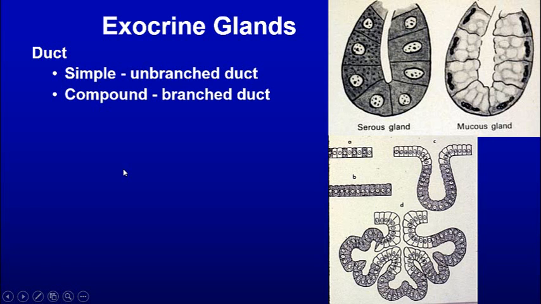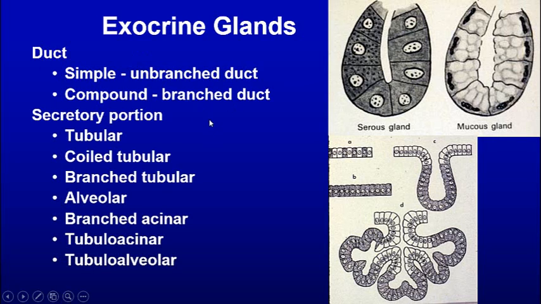And then we have the exocrine glands, different ones. If it's unbranched, we call it simple. If it's branched, we call it compound. So this is the duct portion. There's also a secretory portion. Sometimes it can be a tube.